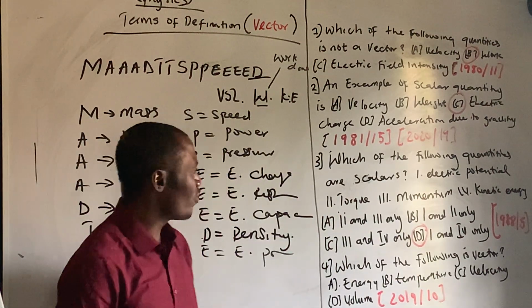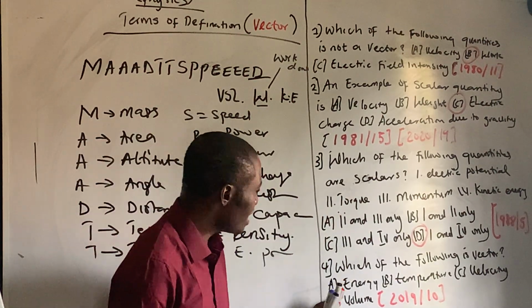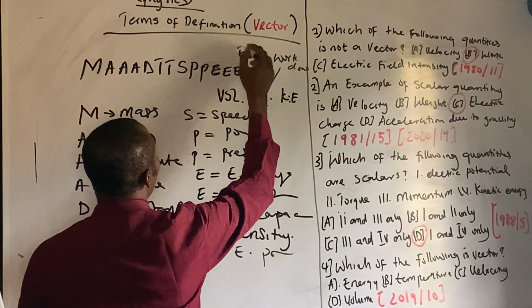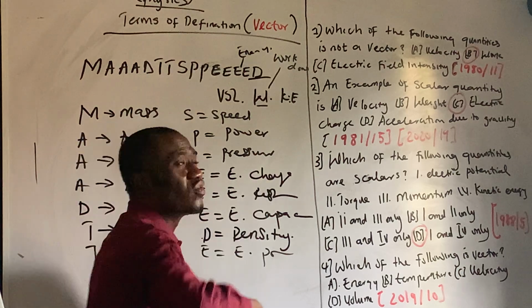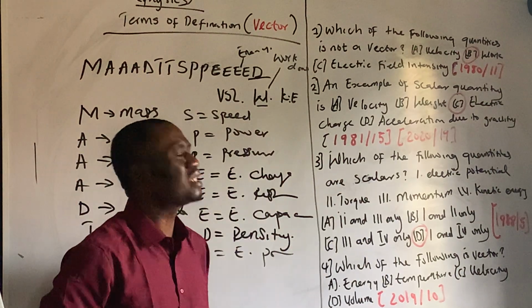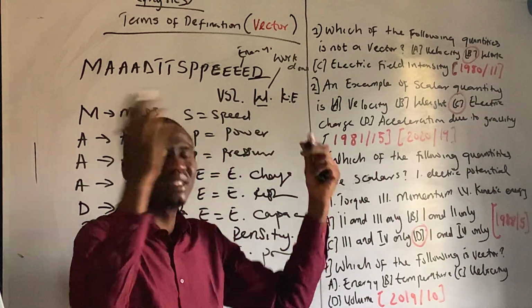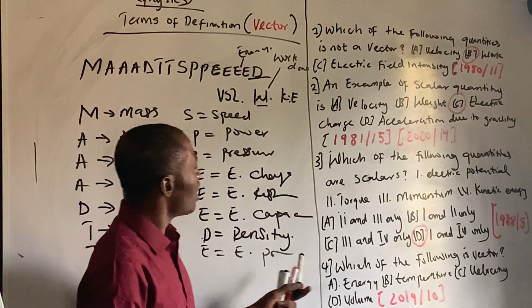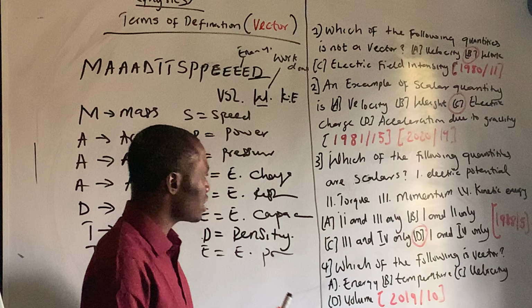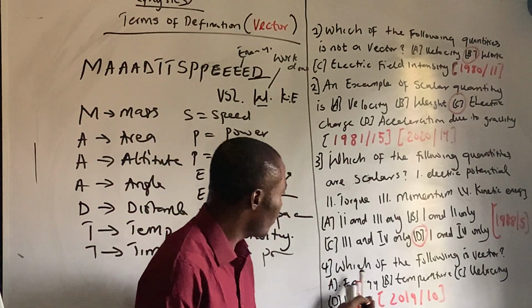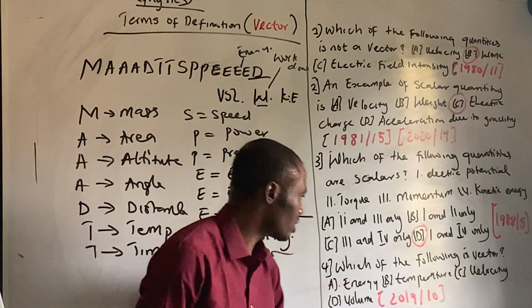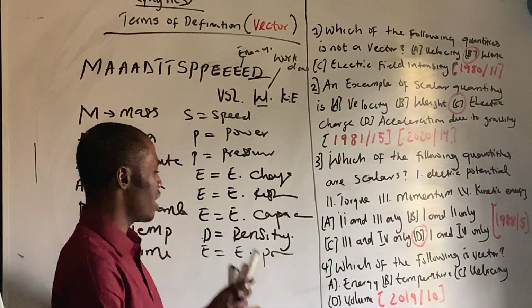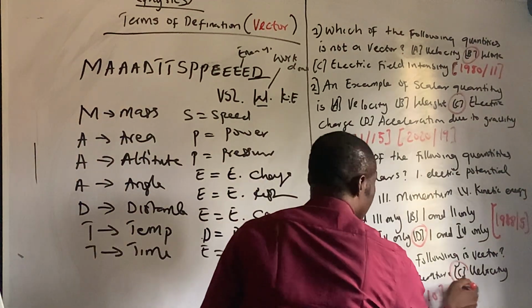Last one. Which of the following is a vector? Energy. Of course, energy is part of the E that we are talking about. A lot of those E's: energy, electric charge, electric resistor, electric potential, electric capacitance, all the E's except electric field. Temperature is here, so it's a scalar. Energy is here, it's a scalar. Volume is here. The answer is velocity.